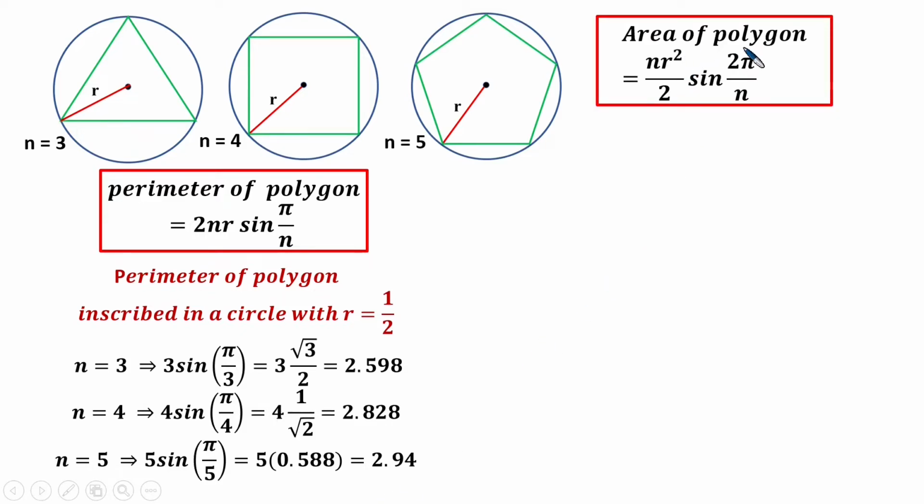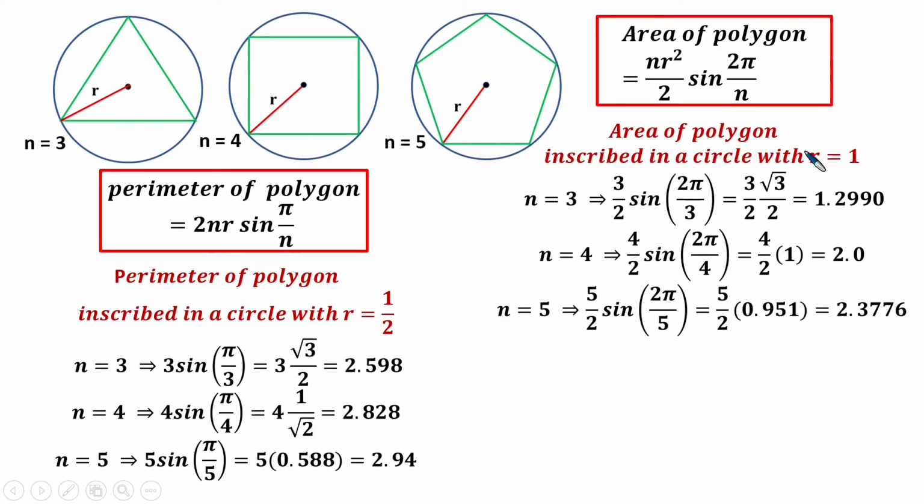And similarly, the area of a polygon. Here I have taken r equal to half, but if I take r equal to 1, the area of a circle becomes pi, because pi r square, with r equal to 1, only pi remains. So here you see that when I increase n, for n equal to 3, I have 1.29, and when n equal to 4, I get 2. So as I increase n, the area slowly tends towards pi.